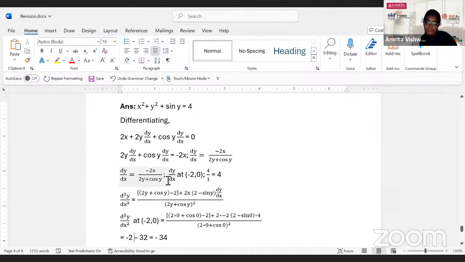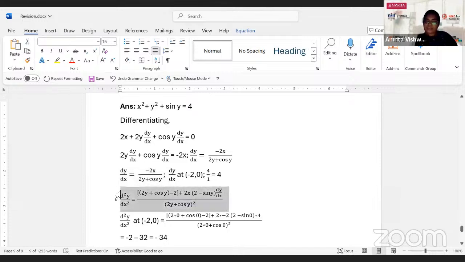2y plus cos y, that is u by v form. d by dx of u by v, you can use the formula. So v into minus 2x is minus 2, plus 2x into 2y is 2, cos y is minus sin y dy by dx, divided by v square. So 2y plus cos y the whole square.